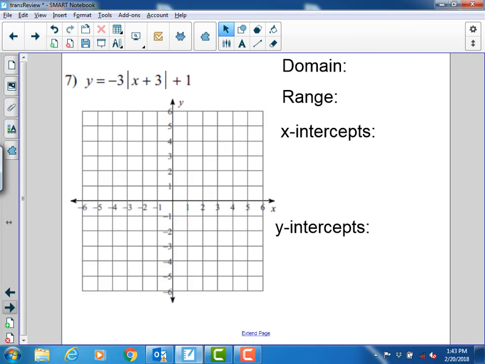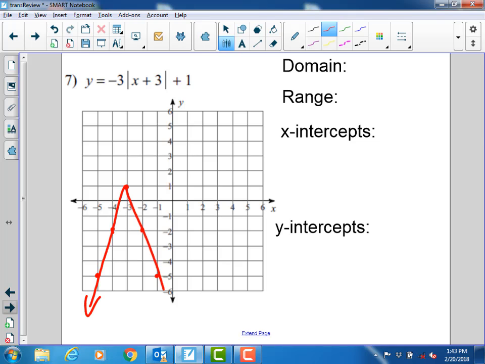All right, so with this one, we need to go back 3 and up 1 to find our vertex point. And then now we got -3, so we got to go down 3 over 1. And then we have to flip these points over, connect our dots, get our domain, all real numbers. The range will be y is less than or equal to 1.